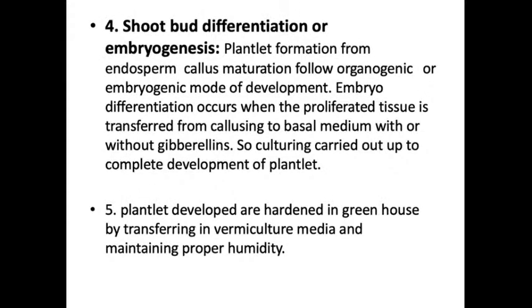Then afterwards the process of shoot bud differentiation happens, embryogenesis, plantlet formation from the endosperm callus, following the organogenic or the embryogenic mode of development. Embryo differentiation occurs when the proliferated tissue is transferred from the callusing medium to the basal media with or without gibberellins. Last step, the plantlets developed are hardened in the greenhouse and transferred to vermiculite media and maintained at proper humidity.